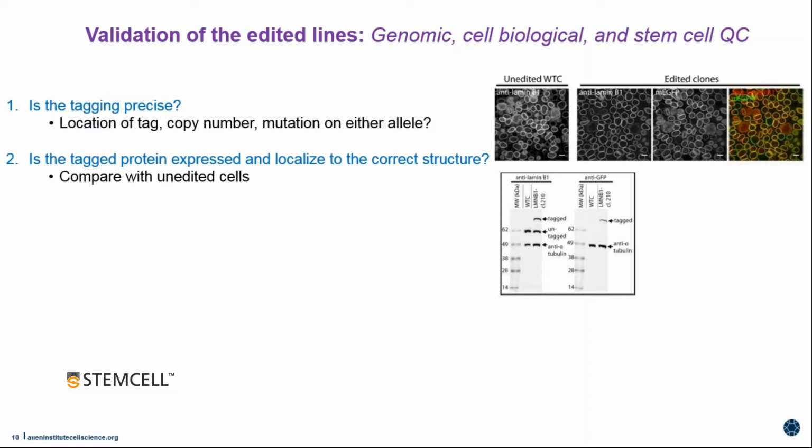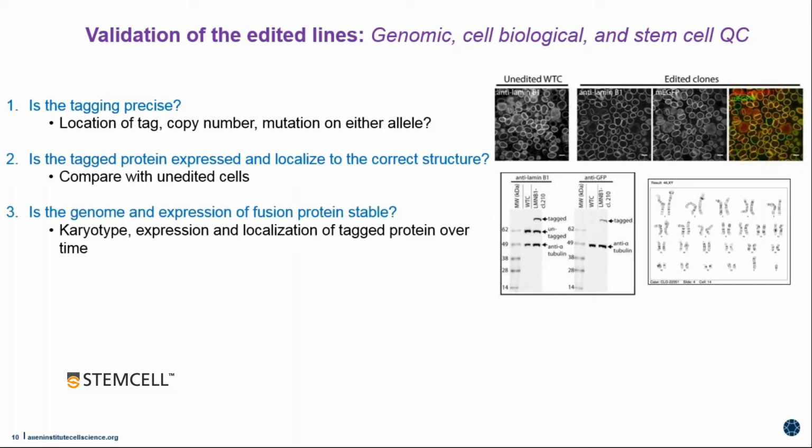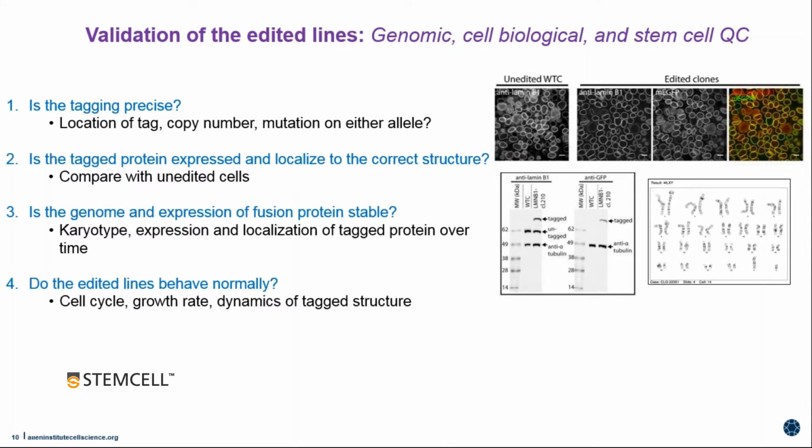Then we check whether the genome, the karyotype, is normal, and whether the expression of these fusion proteins is stable over time through multiple passages. And then, once we have fewer clones, we look at cell cycle, growth rate, and dynamics of that structure. So if you're looking at microtubules, we follow the microtubules over the cell cycle and make sure they're not slowing down or showing dynamics that we don't see in the untagged cells.